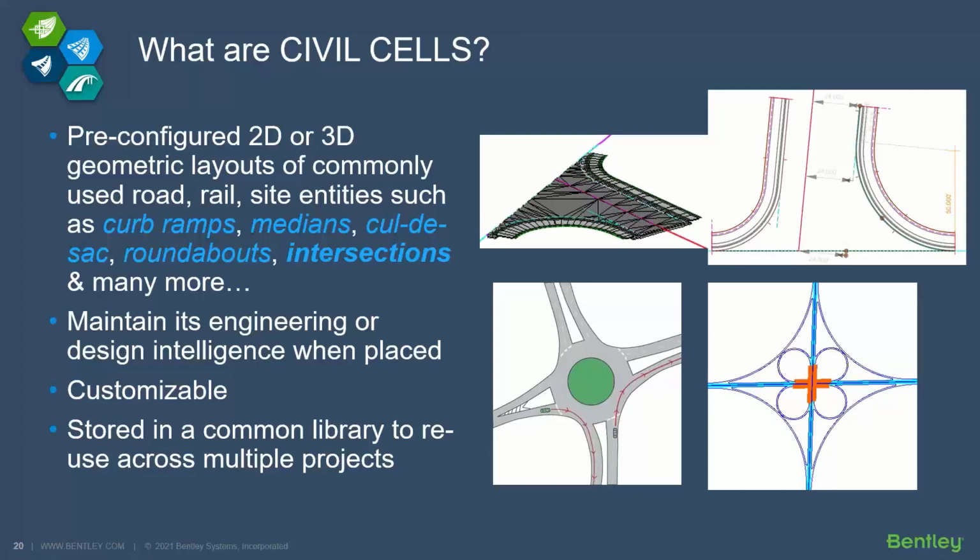And what's good about customizing or even utilizing what is inside the library of OpenRoads is you can store it in a library so that you can reuse it across multiple projects. So it's not like once you create it, you will not be able to use it in another project. You still can, because you can save it in a library and reuse it.